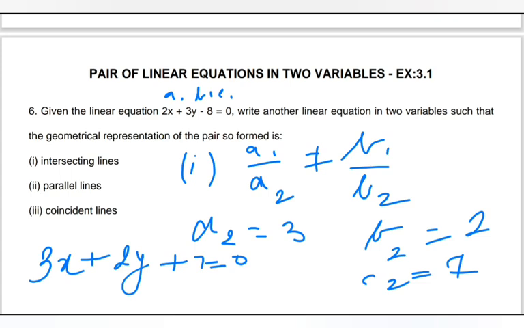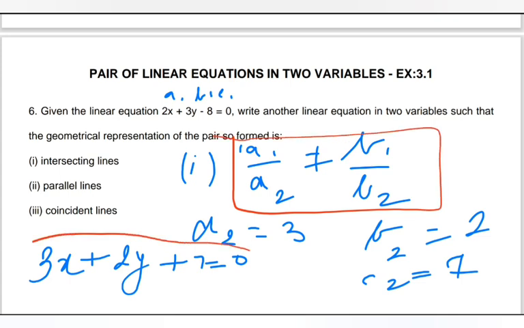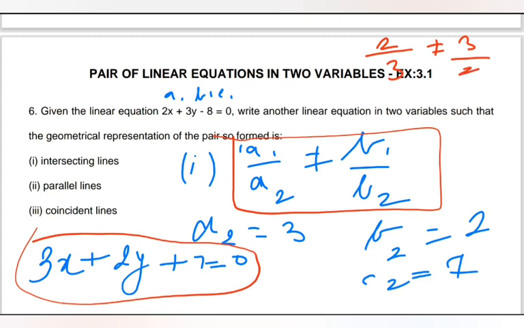So now let's try with the condition. So we got the second equation. Let's check whether it satisfies the condition or not. Okay. So a1 by a2, that is 2 by 3, is not equal to 3 by 2. Yes, it is not equal. So hence it is satisfied. Let's go to the second one, parallel lines.